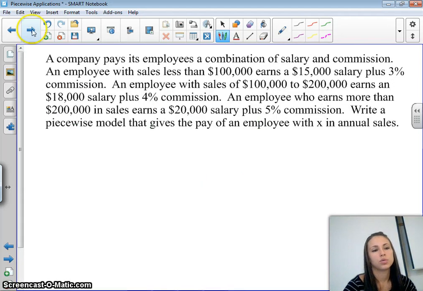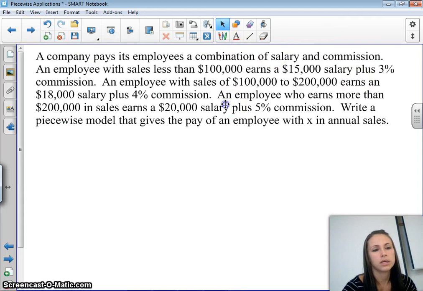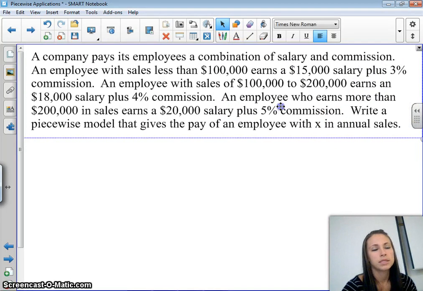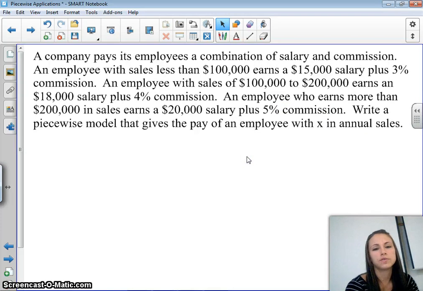Alright, let's look at an easier one. This looks like it's a lot of text, and it kind of is, but it's really not that hard. I think this one's easier than the last one. It says a company pays its employees a combination of salary and commission. An employee with sales less than $100,000 earns a $15,000 salary plus 3% commission.